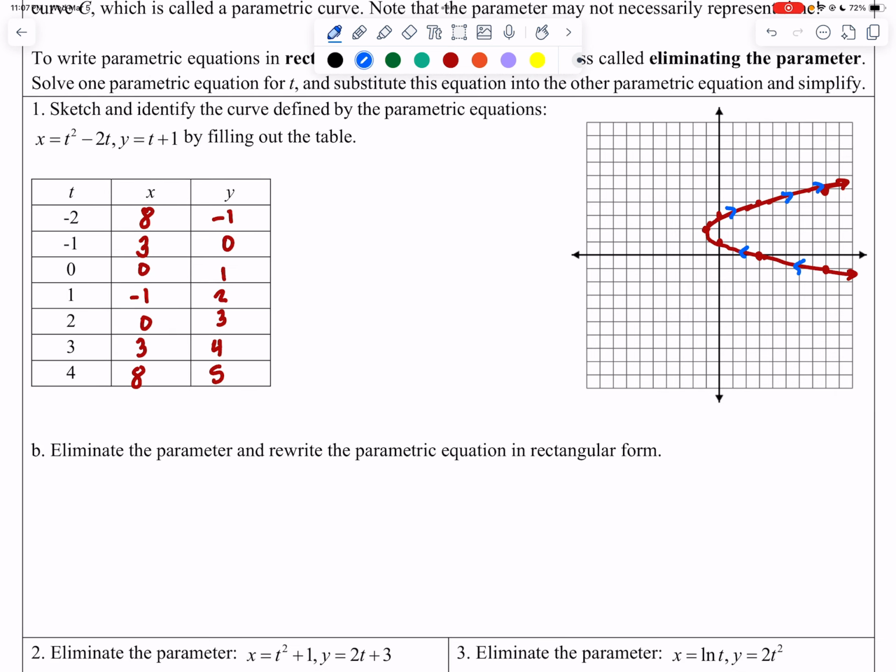And to write this in rectangular form, we are going to eliminate one of the parameters. To eliminate one of the parameters, it's going to be easiest to solve for t. So looking at this one, I'm going to solve for t from y is equal to t plus 1. If I solve for t, I'm going to get t equals y minus 1, which means that whenever I substitute t back into my equation here, I'm going to have x is equal to (y minus 1) squared minus 2(y minus 1).